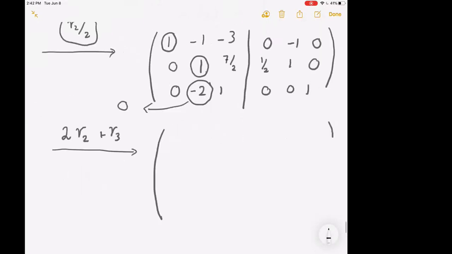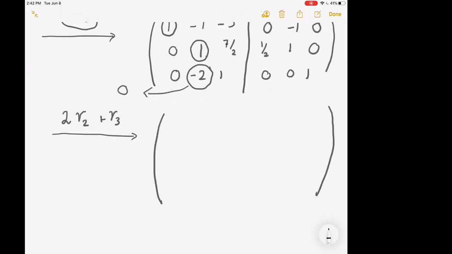So if what we're doing looks familiar to our exercises that we looked at with Gauss-Jordan elimination, it should. We're using, in a sense, the techniques of Gauss-Jordan elimination, or we're using elementary row operations. So the first row does not change at all. 1, minus 1, minus 3, put my vertical bar in there, 0, minus 1, 0. The second row does not change. It's 0, 1, 7 halves, 1 half, 1, 0.